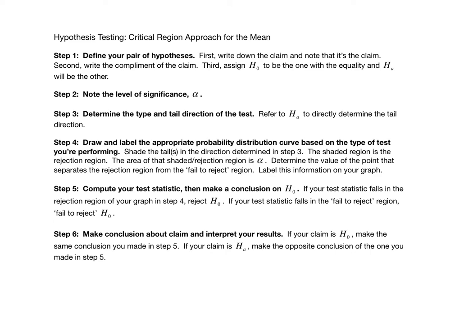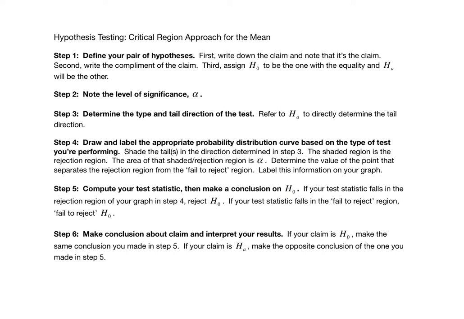Then we need to find the value that separates the rejection region from the fail to reject region. And we've got to label all this information on our graph. Then in step 5, we compute our test statistic, which is what we saw on the previous screen, and then we make a conclusion on H naught. If your test statistic falls in the rejection region of your graph in step 4, then you're going to reject H naught. If your test statistic falls in the fail to reject region, then you're going to fail to reject H naught. Again, hypothesis testing is done under the assumption that the null hypothesis is true.